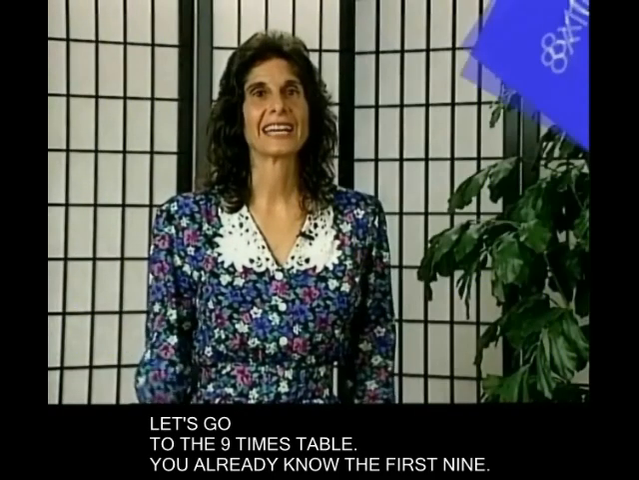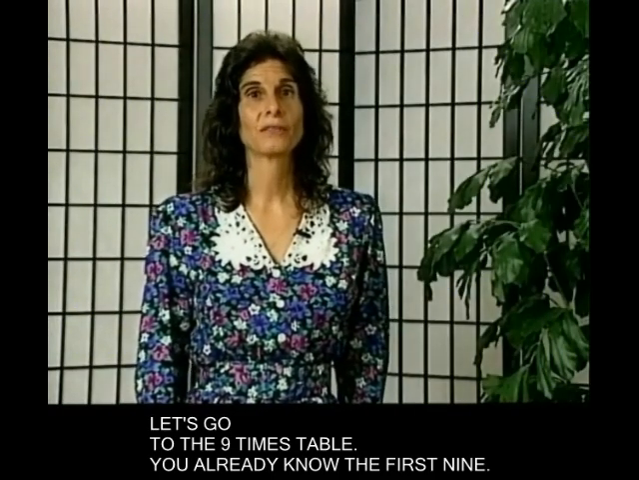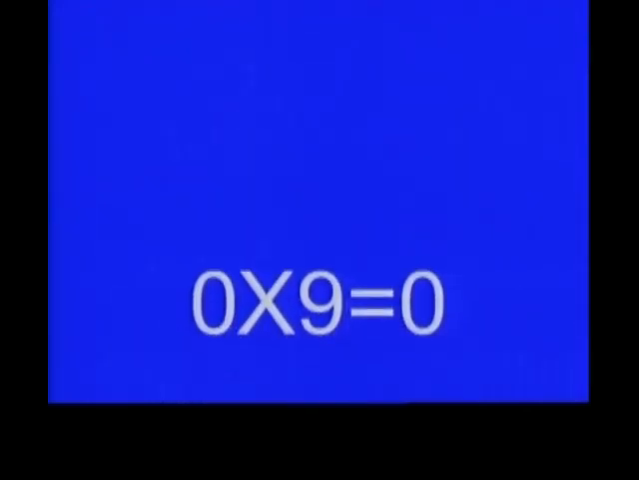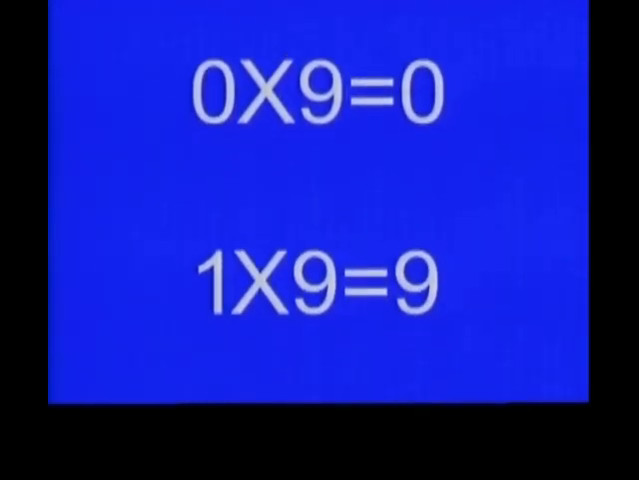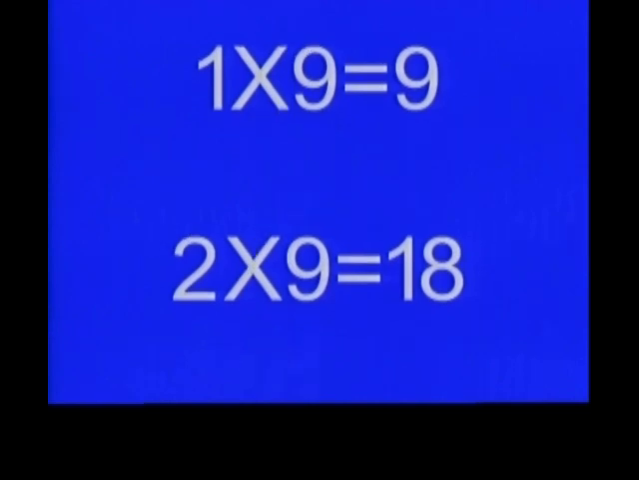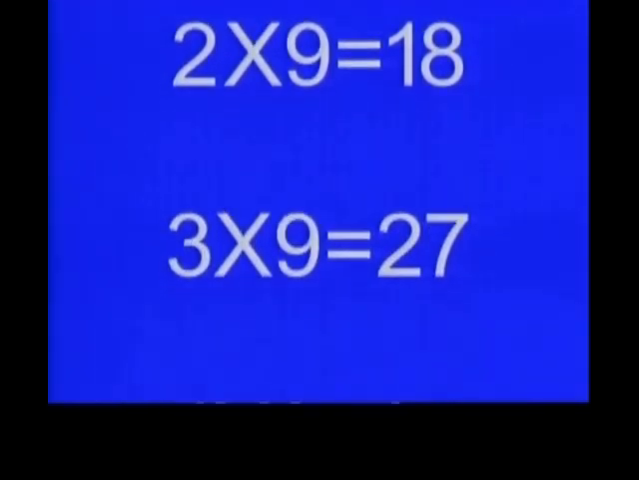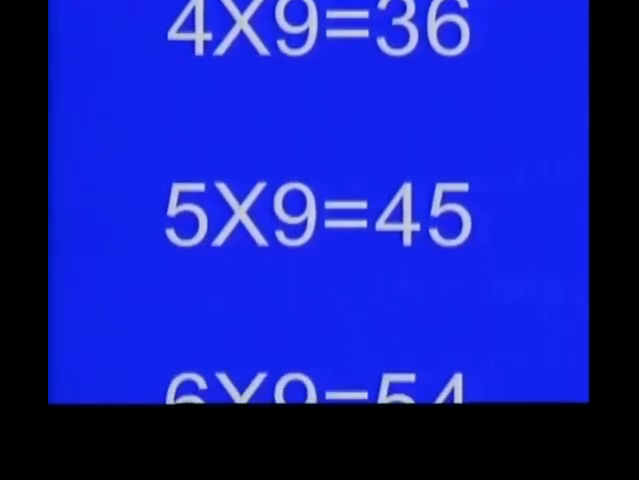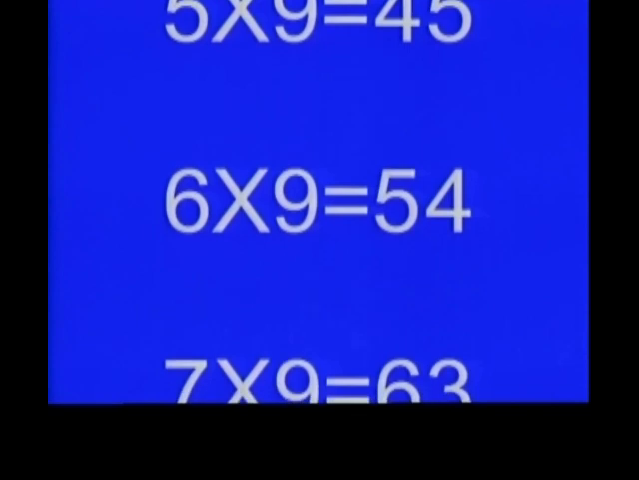Let's go to the 9 times tables. You already know the first 9. 0 times 9 is 0. 1 times 9 is 9. 2 times 9 is 18. 3 times 9 is 27. 4 times 9 is 36. 5 times 9 is 45. 6 times 9 is 54.